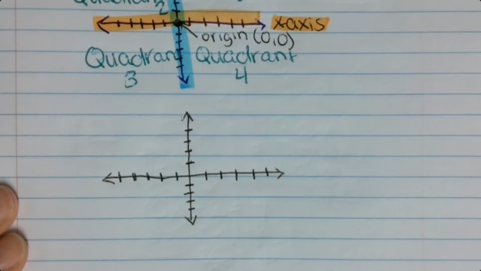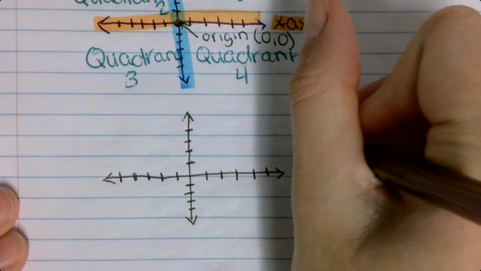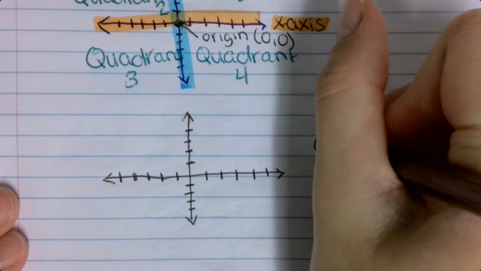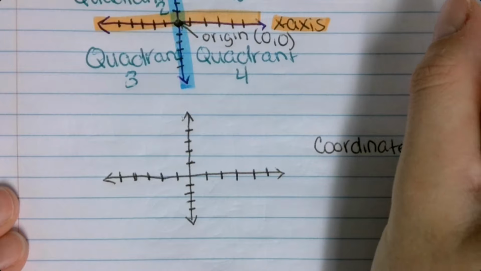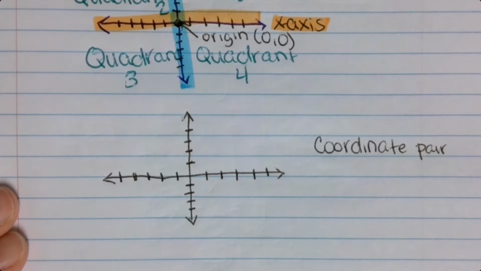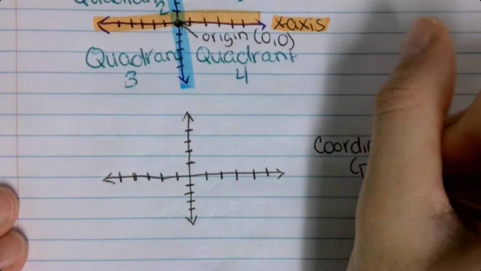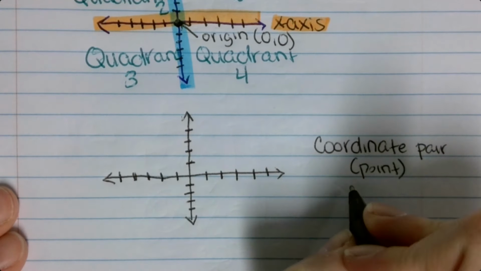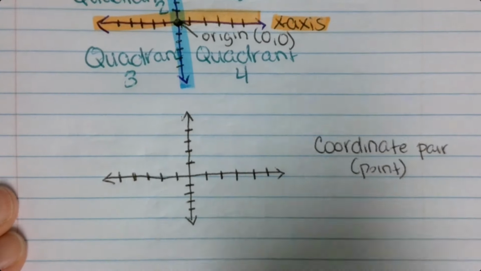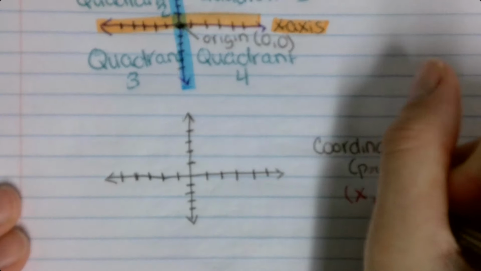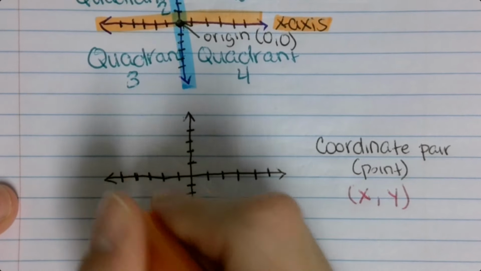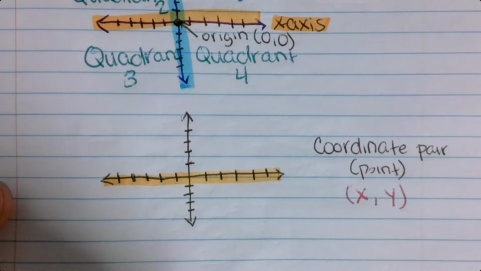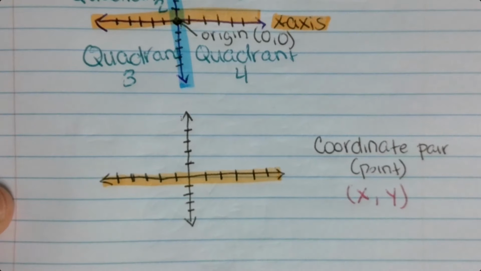All right. So when we are talking about a coordinate point or a coordinate pair, which we can also call a point, it is always going to be the x-axis first, then the y-axis, okay? So again, if you remember from what we did up top, the x-axis goes left to right, the y-axis goes up and down.